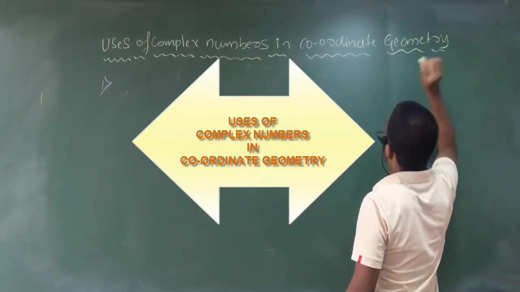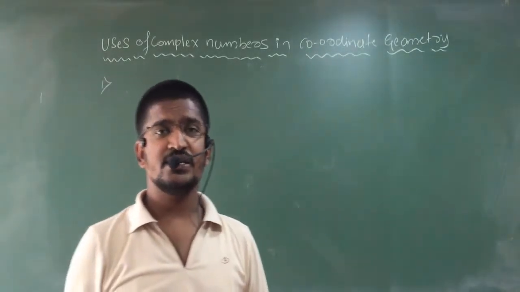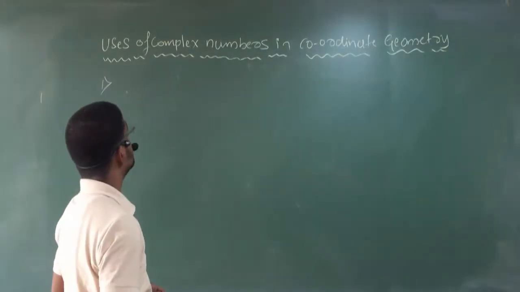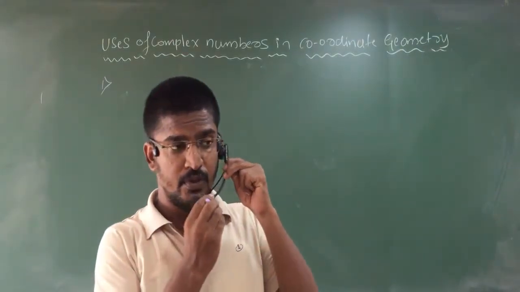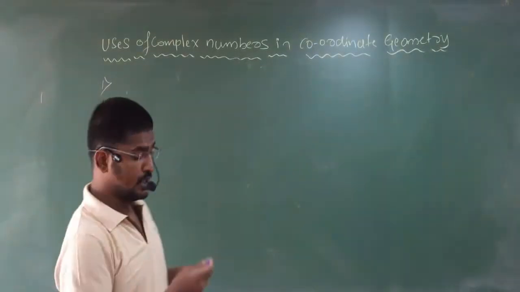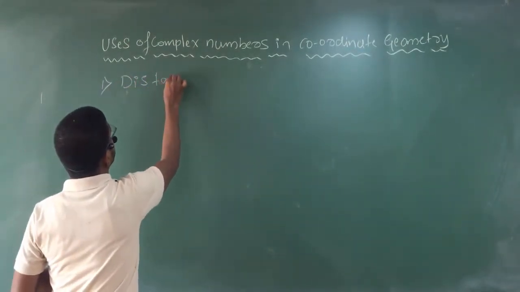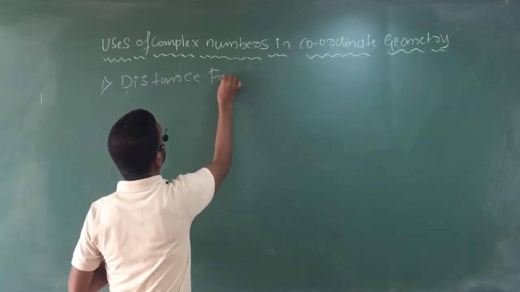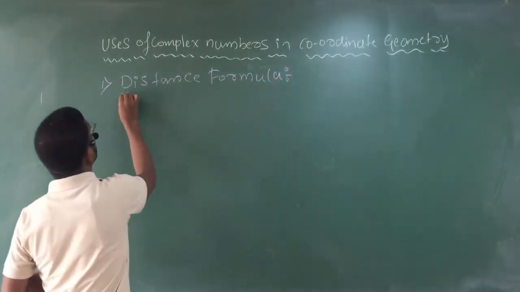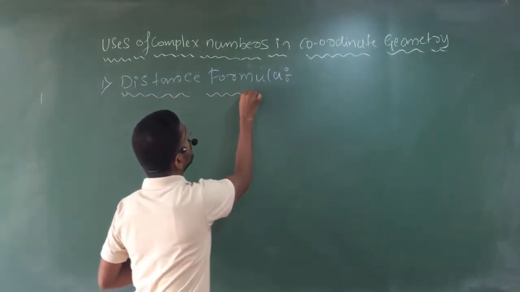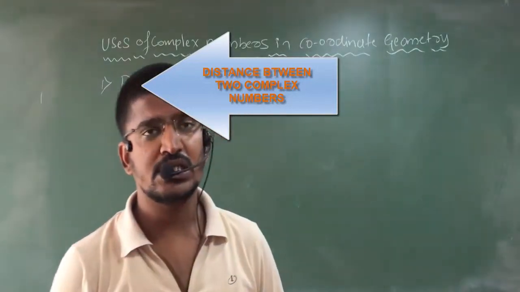Clear? Okay. So in this we shall discuss how you are going to use the complex numbers in coordinate geometry. For that, first let us take distance formula. That means distance between two complex numbers.